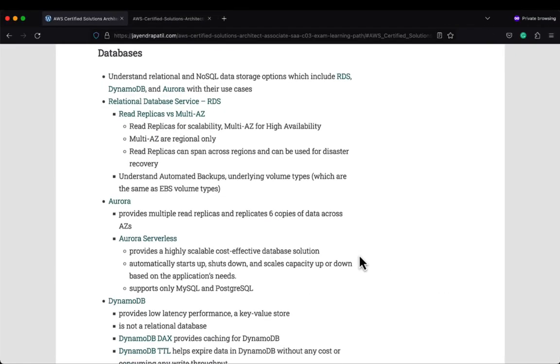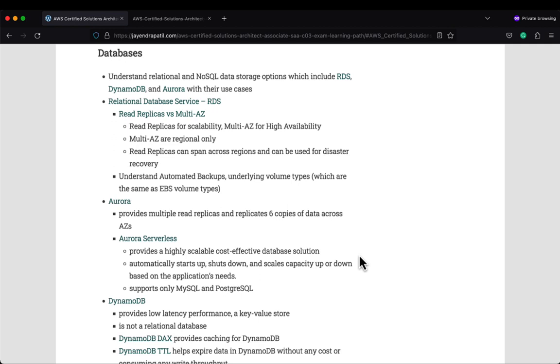Understand relational and NoSQL data storage options, which include RDS, DynamoDB, and Aurora with their use cases. RDS provides relational database. Remember, read replicas help in scalability, while multi-AZ provides high availability and fault tolerance.